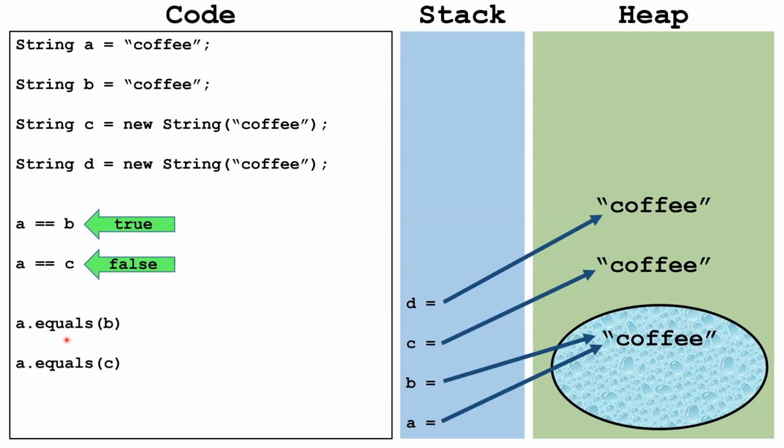Now let's take a look at what happens when we use the equals method. With strings, the equals method is a deep comparison. So we're going to check, are A and B pointing at equivalent objects? It's the same object, so of course they're equivalent, and this will return true. Now we do A equals C. So we see A and C are pointing at equivalent objects, even though they are in different memory locations, so this will also return true.